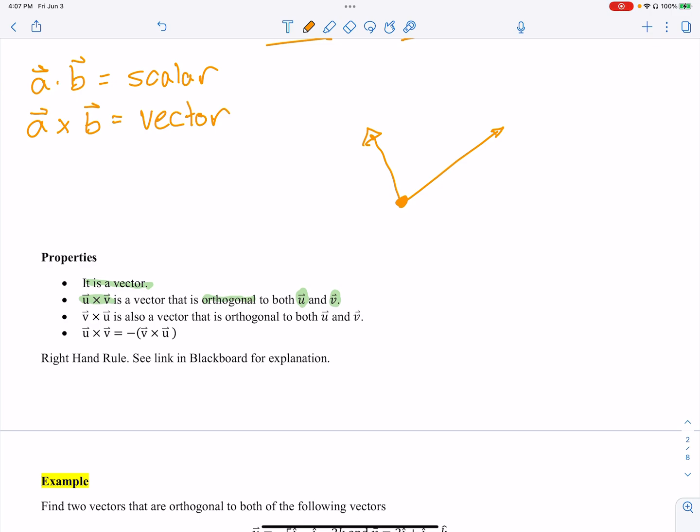So when I find a u cross v, it's almost like even taking our x, y axis, right? This is x, y. The z is actually x cross y.